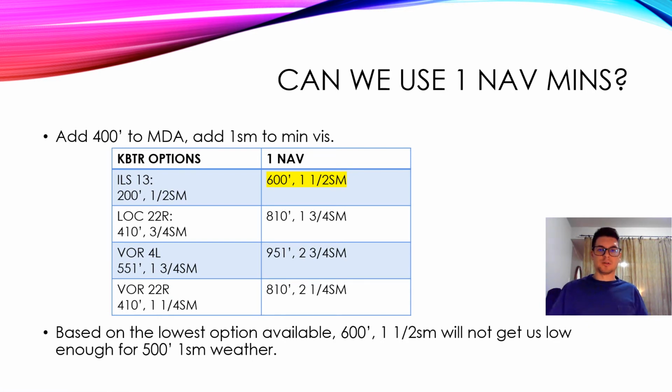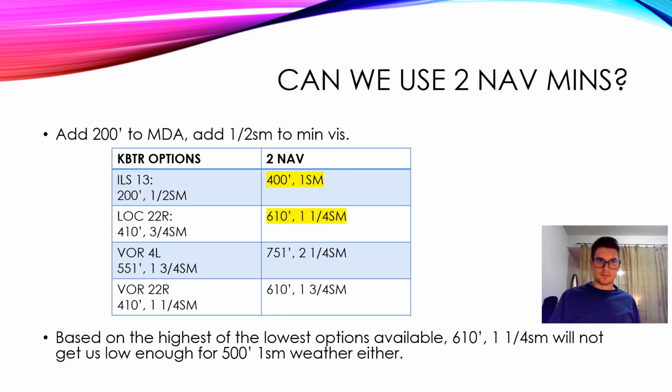Well, in order to determine that, we're going to add 400 feet to the decision altitude and 1 mile to the visibility. So if you take a look here at all the approaches I previously mentioned, I listed the minimums and then added the 1 nav minimums to those. And basically, we get to choose the lowest option of those, which would be the ILS runway 13. It would get us down to 600 feet with 1.5 mile visibility. But based on those numbers, that is not low enough to get through the 500-foot ceilings with 1 mile visibility. So we're going to have to take a look at the 2 nav minimums now.